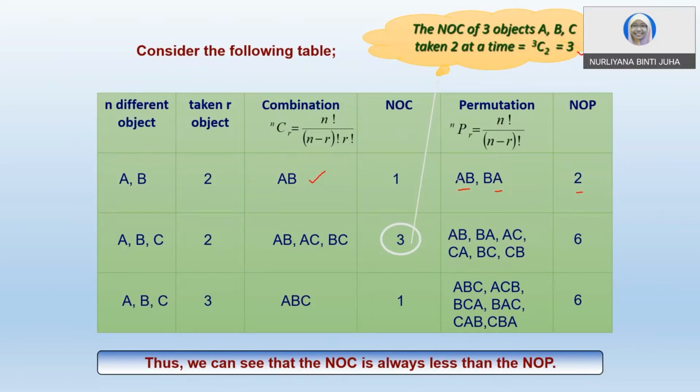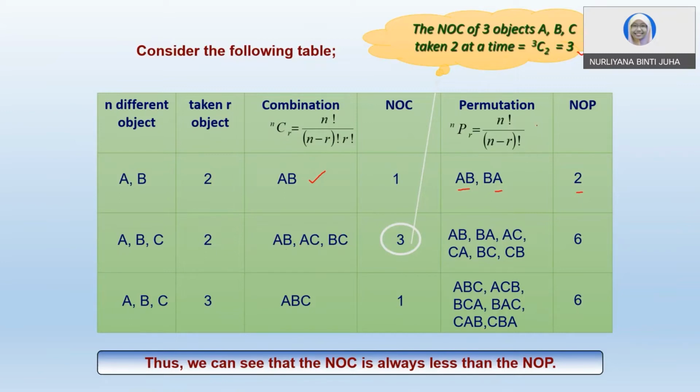But for permutation, you can arrange it in two ways like this one. And for ABC, let's say we pick 2. Daripada 3 ni kita pick 2. We take r, 2 objects. So let's say kita ambil 2: AB or AC or BC. This is the combination. We have 3 combinations.